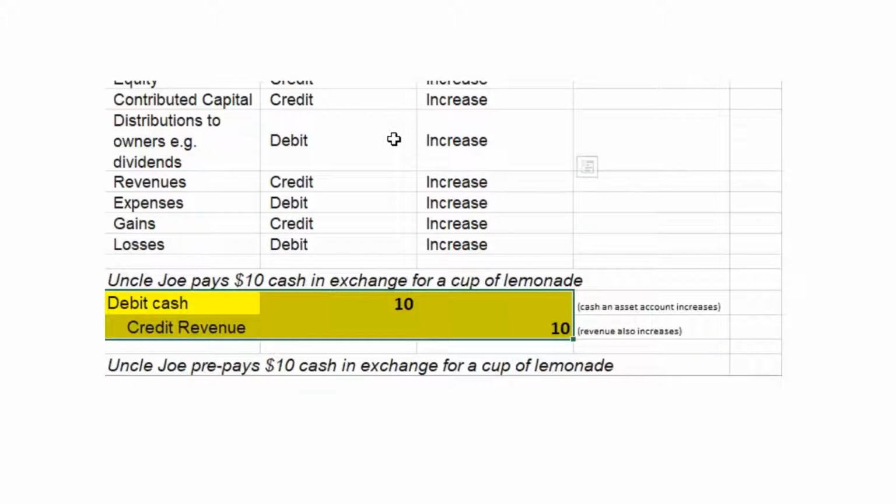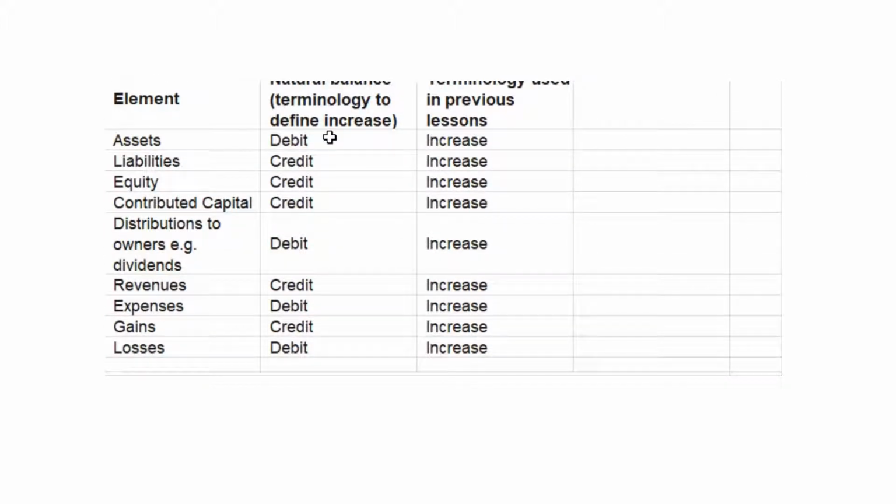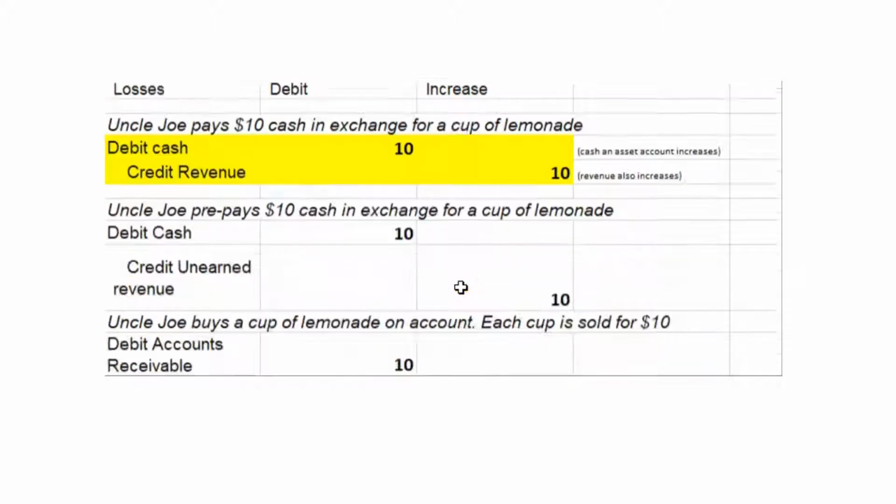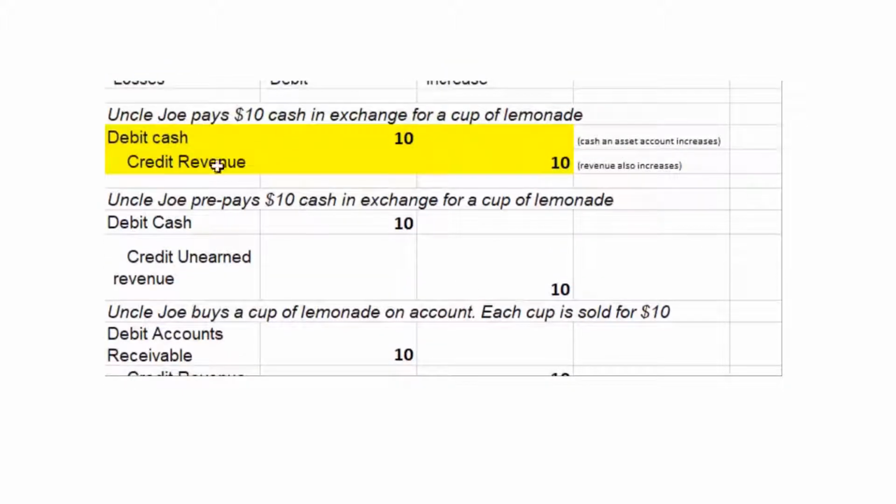If I'm not sure, I can just have a little note on the side, because obviously when you're starting out, you're not going to know that offhand. So you look at that table of natural balances. I say, okay, assets, debit increases it. So I see increase, debit, and then I look at revenue, credit, increase. So that's how I know to debit my cash and credit my revenue.